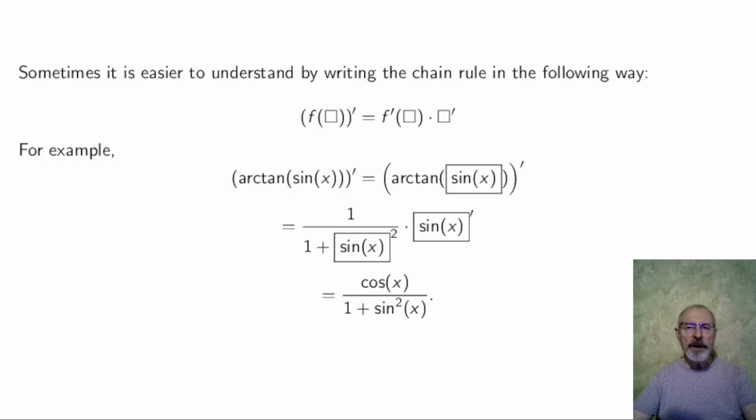So for instance, if f of x is arctangent of x, then f of a box is arctangent of a box. So if I put sine of x in a box, to find the derivative of arctangent of sine of x, it is the derivative of the arctangent function, that is 1 over 1 plus the box squared, times the derivative of sine of x, or 1 over 1 plus sine squared of x times cosine of x.